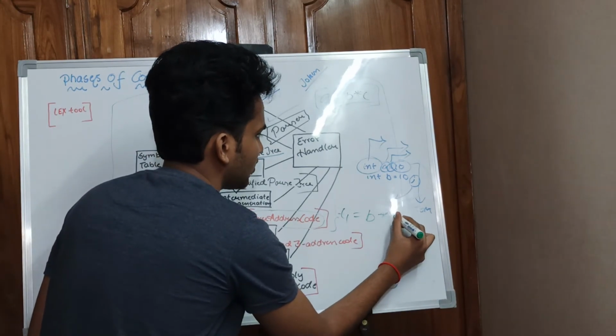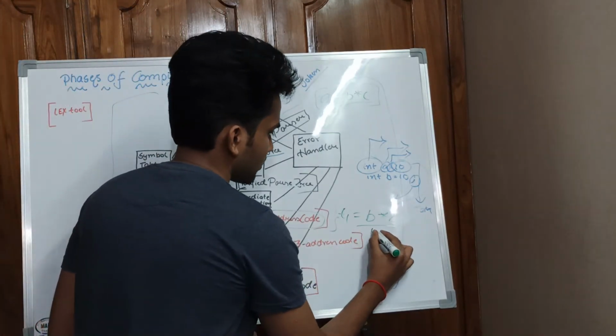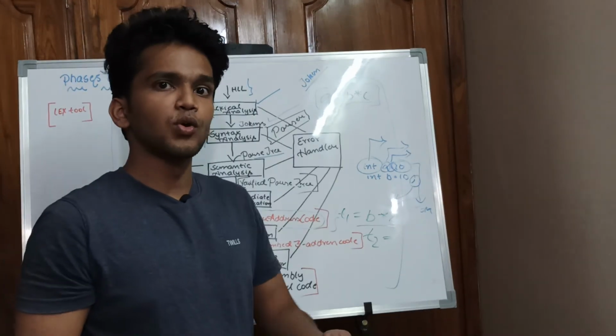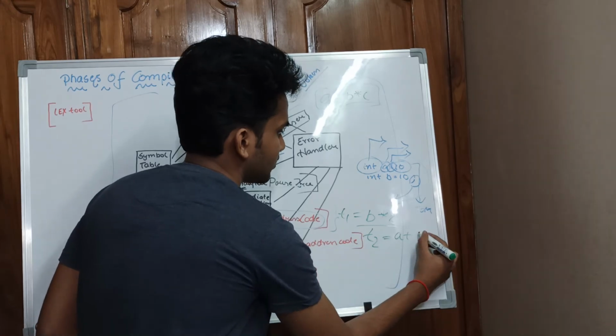First of all, we will solve b star c and store it in t1. Okay, we will take another temporary variable. These are generated by the compiler and there is no need to worry about it. We will add a1 plus t1.